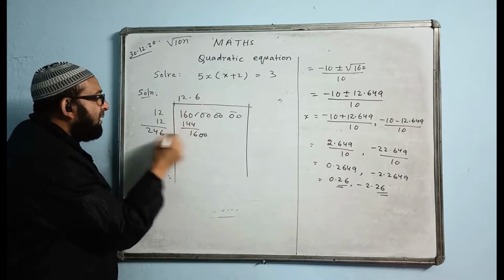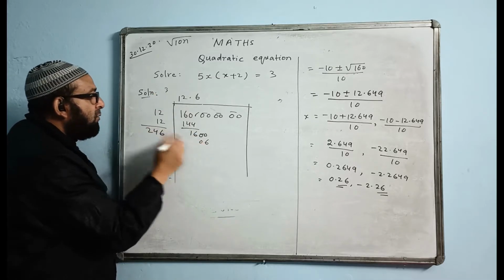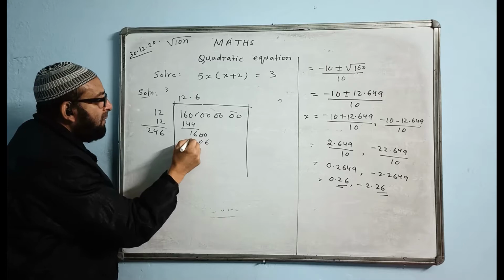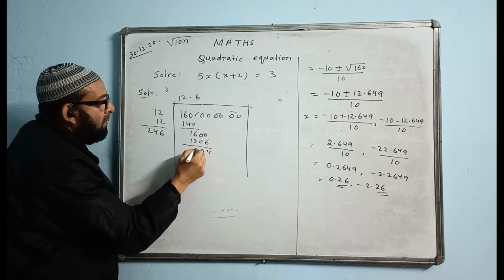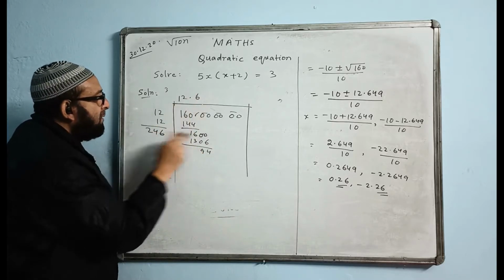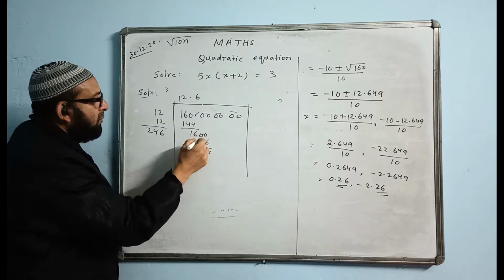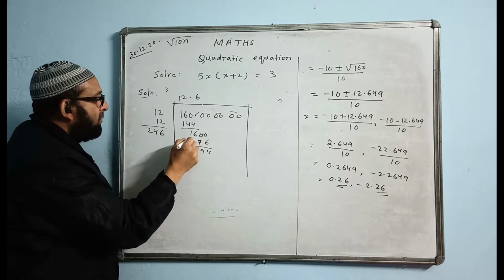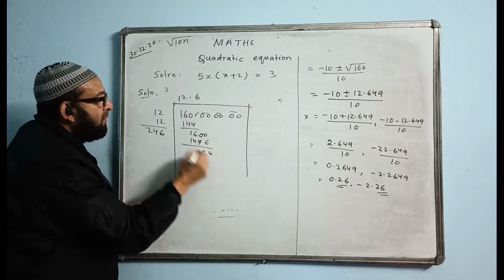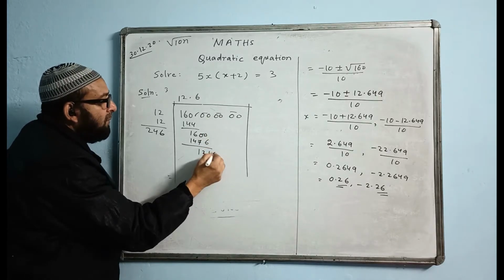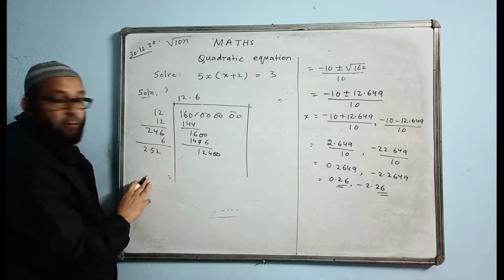Now multiply 6 times 6, 36, carry 3. 6 times 4 is 24 plus 3, 27. 6 times 2 is 12 plus 2, 14. So there was a mistake in multiplication, and I have corrected it. 10 minus 6 is 4, 9 minus 7 is 2, 5 minus 4 is 1. Again the double zero will be copied. Then write this number 6 and add, giving 252.